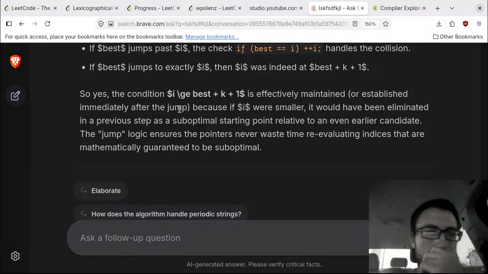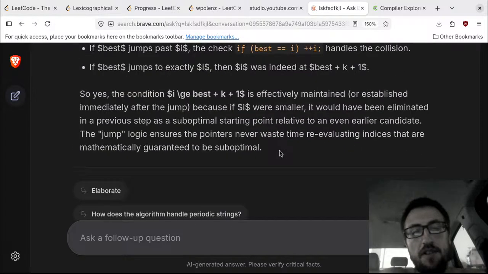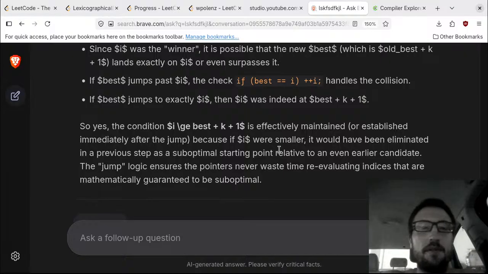It's effectively maintained or established immediately after the jump, because if i were smaller, it would have been eliminated in the previous step. So this seems to contradict what the AI was saying before. I think my other algorithm might have been correct, but I'm going to stop here. I'll pick this up later.